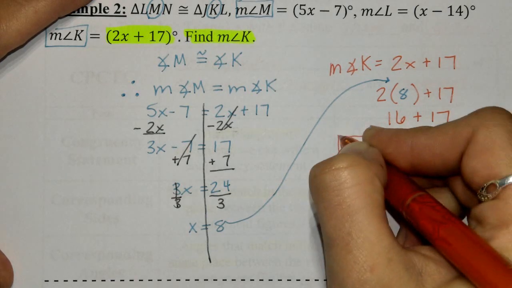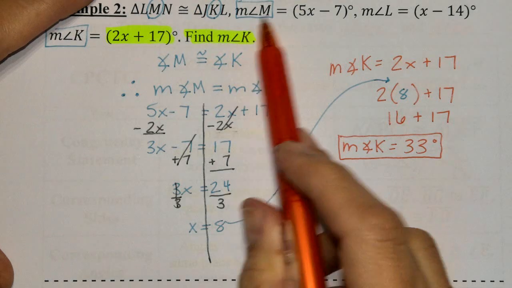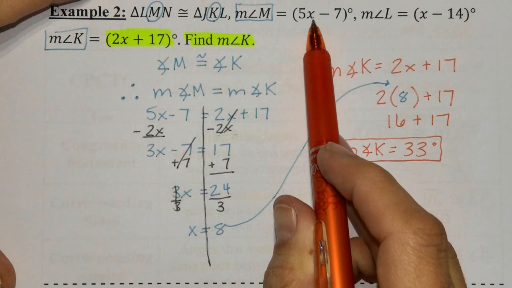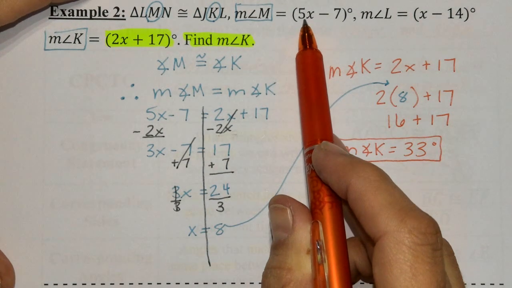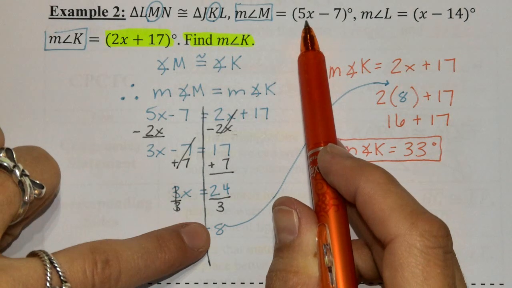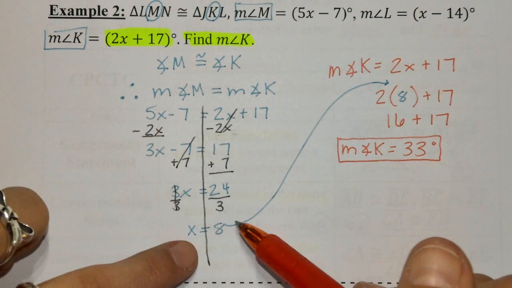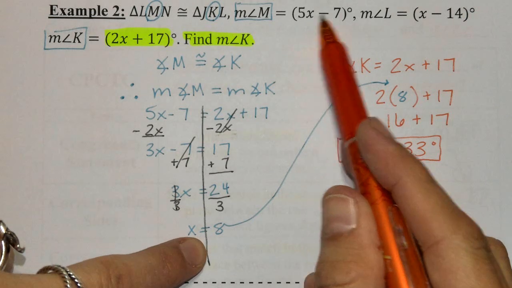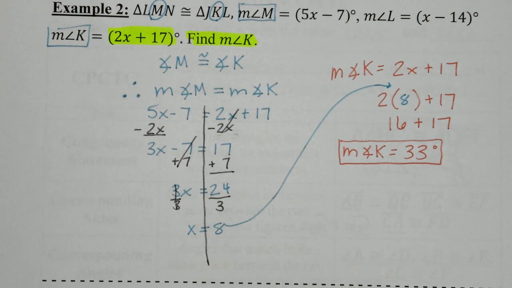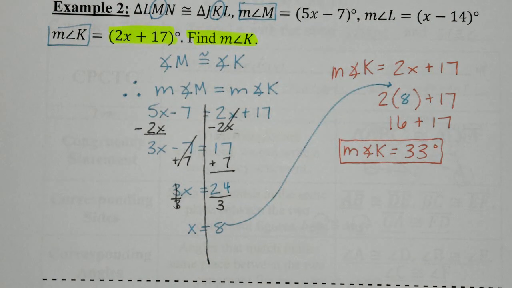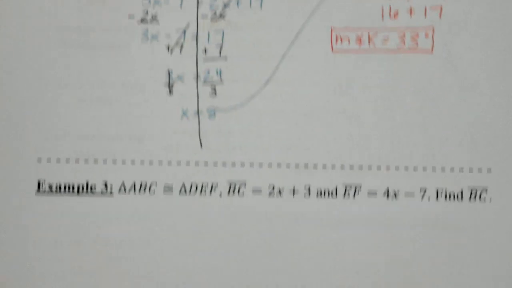And you can always plug that into the measurement of angle M as well. Since they're congruent, they should both come out to 33. And now will, because 5 times this 8 is 40, I'm going to get my math right, minus 7 gives you that 33. So you can always double check with the congruent parts to see, did I even solve for x correctly? Next, with your angles is a little bit easier.